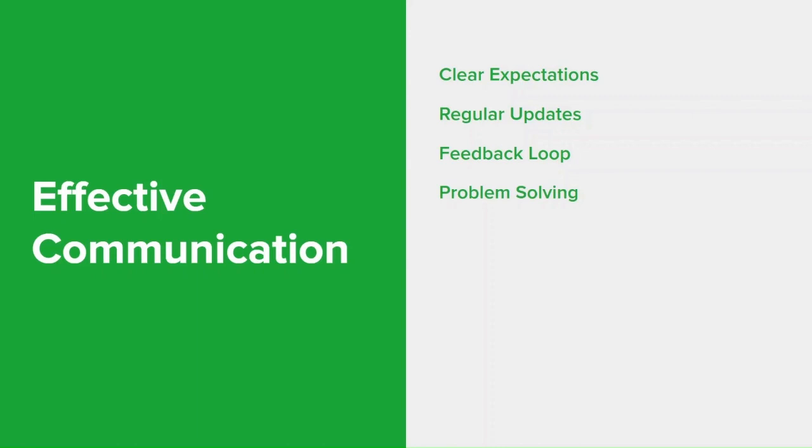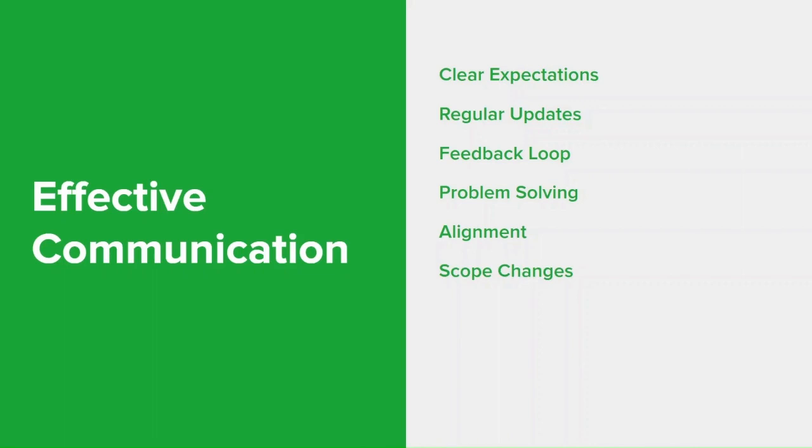When challenges or roadblocks arise, open communication is key to problem solving. You can work together with the agency to find creative solutions to keep the project moving forward. Communication ensures that everyone is aligned with the project's objectives, and this alignment helps agencies make design and development decisions that are aligned with your business goals.